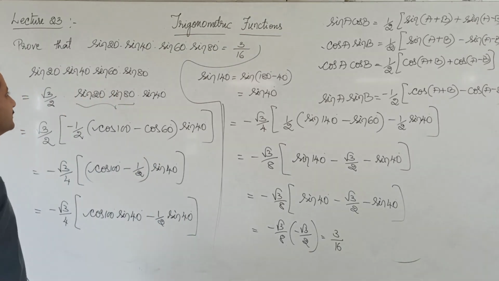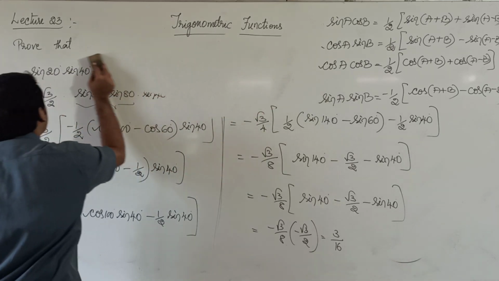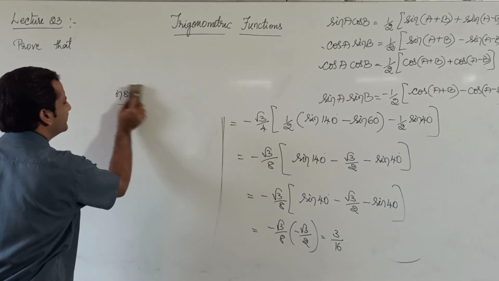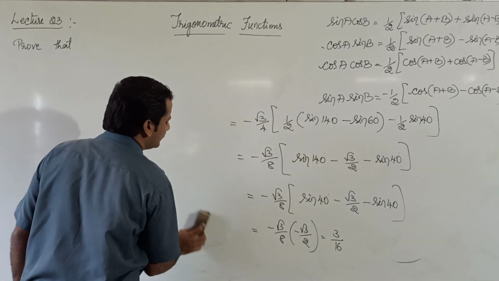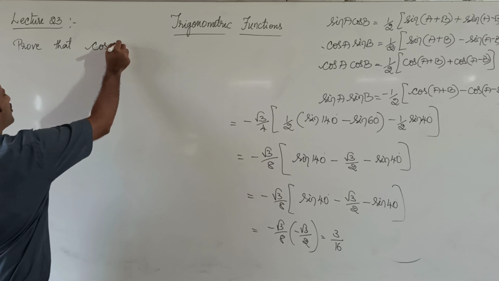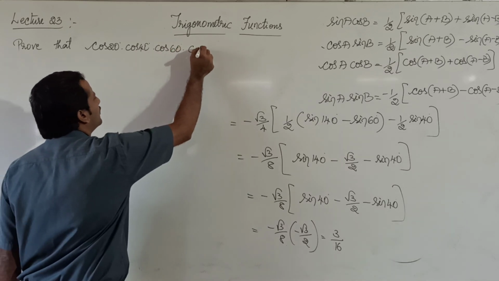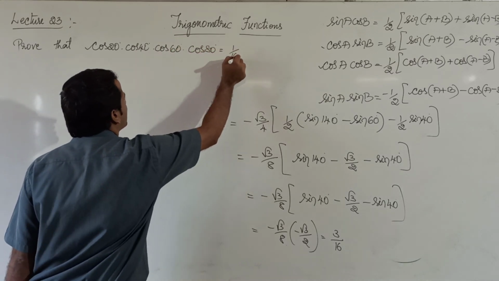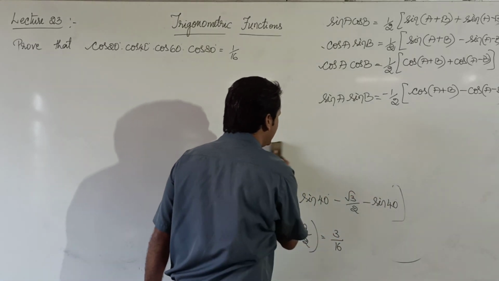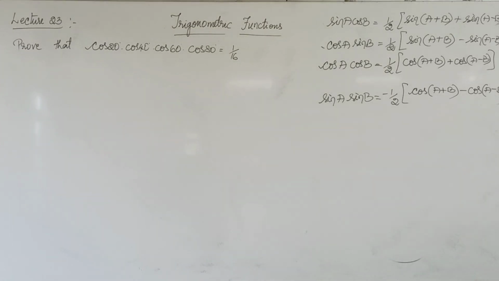Okay? Next. Okay, there's another question of the same type. That is, prove that cos 20 degree into cos 40 degree into cos 60 degree into cos 80 degree is equal to 1 by 16. This problem is very similar to the previous one.